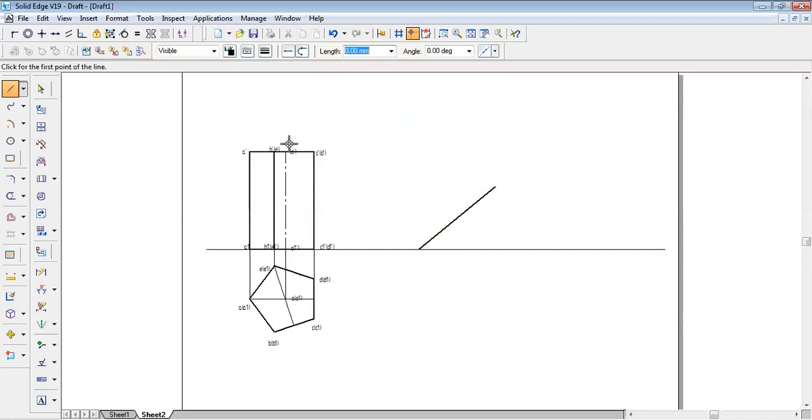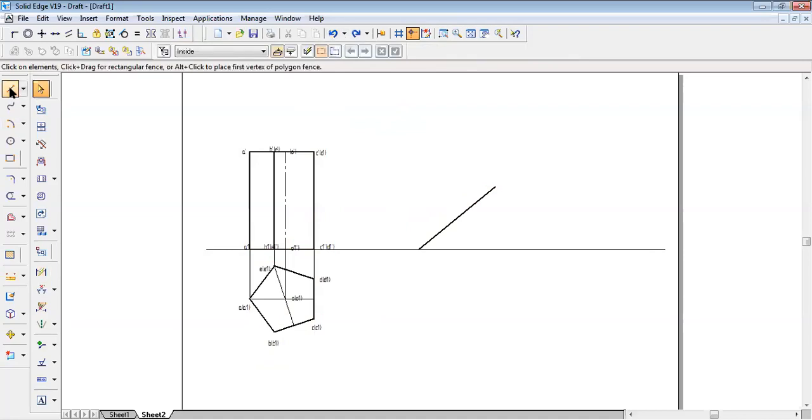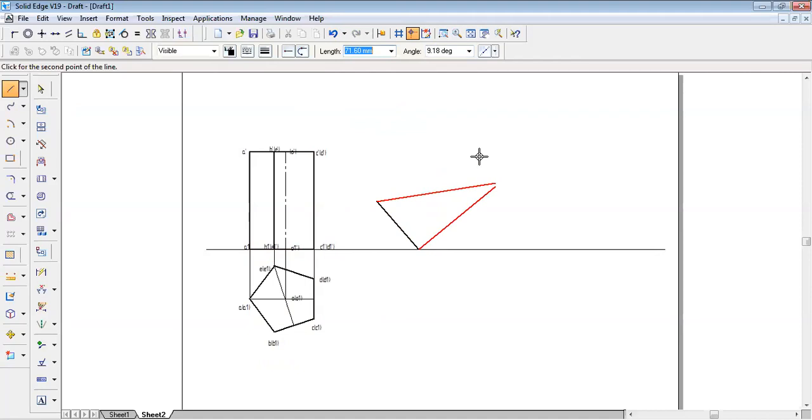Then base edge, I will measure the length of base edge. Base edge is 38.45. Next draw the line exactly perpendicular, 38.45, exactly perpendicular to that one. Then draw this line 60 mm, complete here.